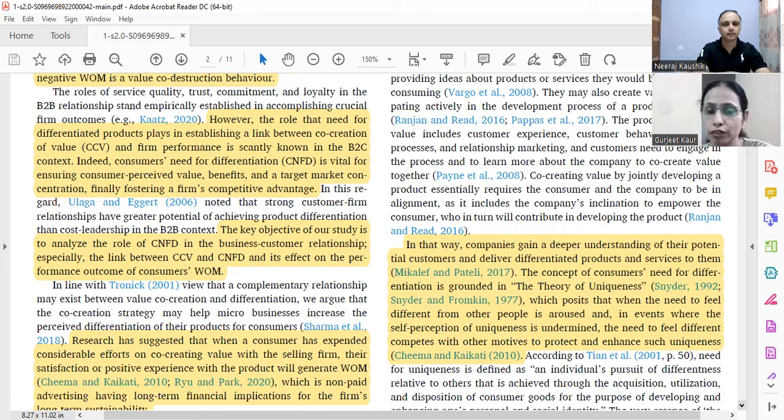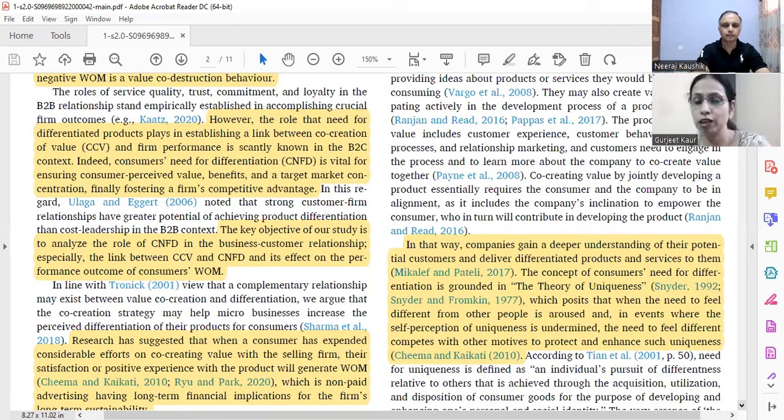In our case, the theory was the theory of uniqueness, because when we talk about the consumer's need for differentiation, it means they are looking for something unique. They are looking for an outcome in the form of apparel designs, designs which are unique, which are rare. Now, the theory of uniqueness was given by Snyder and Fromkin in 1977, but more description was given by Snyder in 1992.